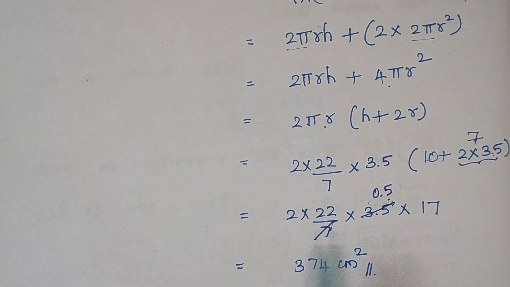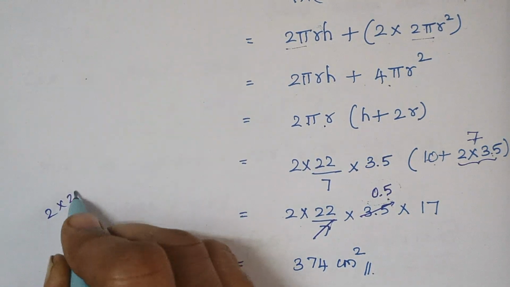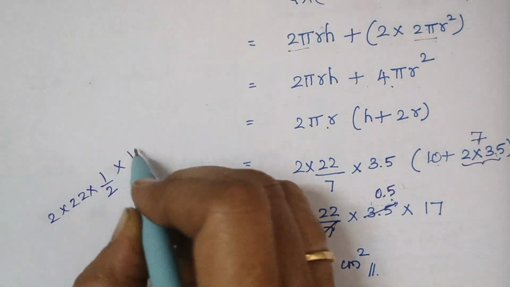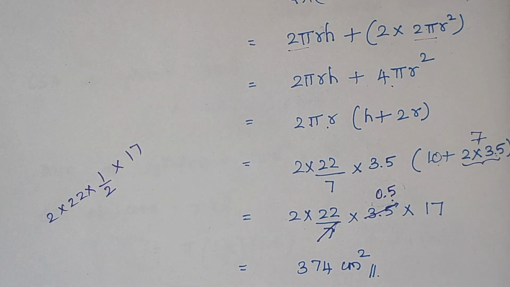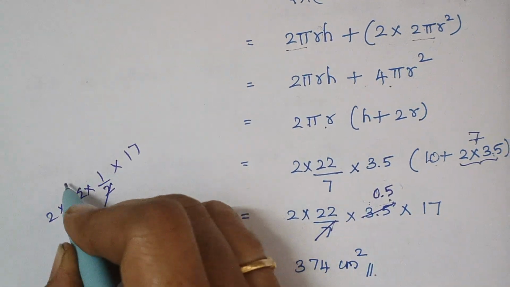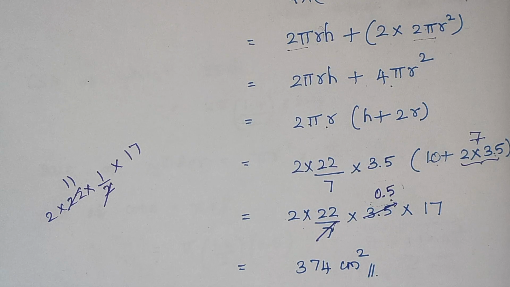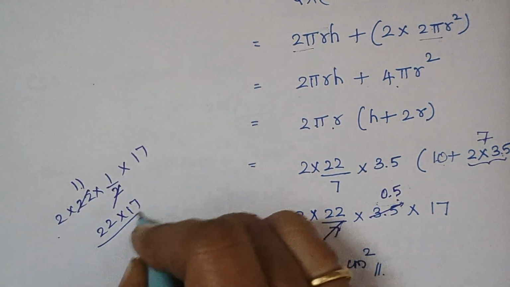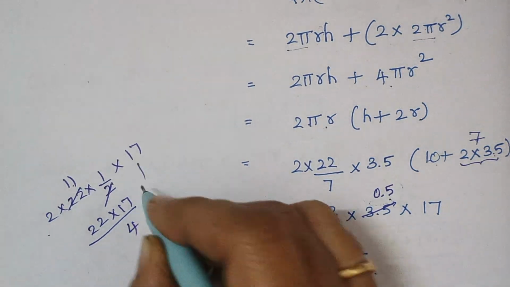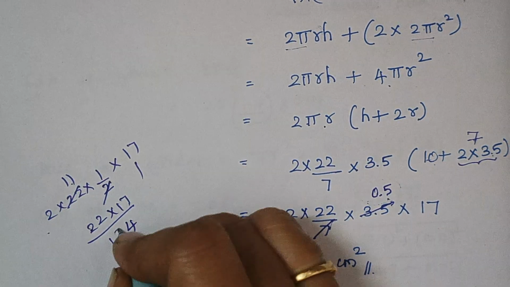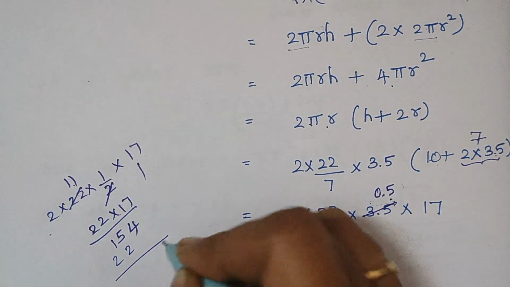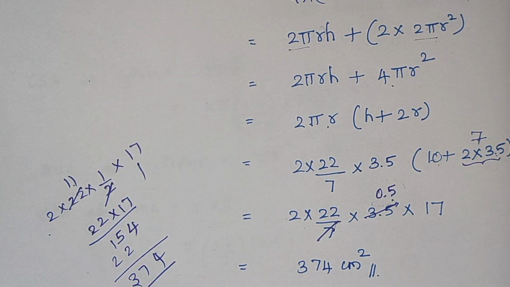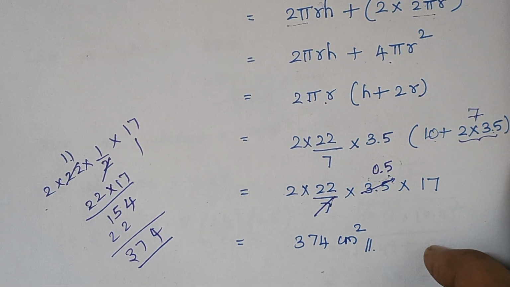Wait, let me show you here. You see 2 into 22 into, this 0.5 can be written as 1 by 2, into 17. Again this 2 and this 22 will cancel, it will make 11. Again 11 2s are 22. So 22 into 17, so 7 2s are 14, 4 remainder 1, 14 plus 1 is 15, and here it is 22. So here the answer is 374 centimeters square.